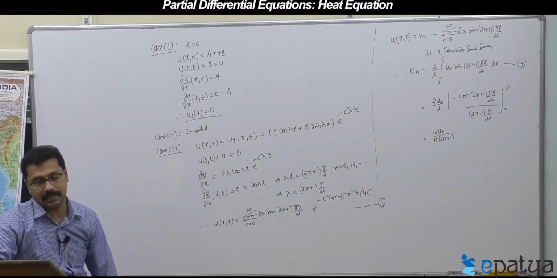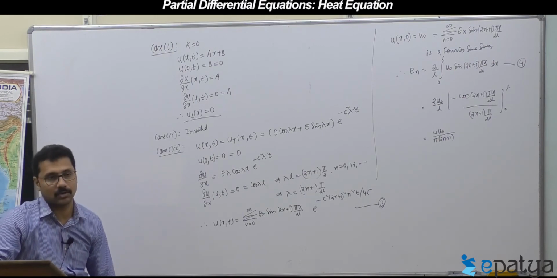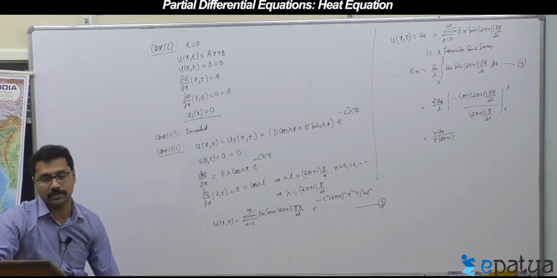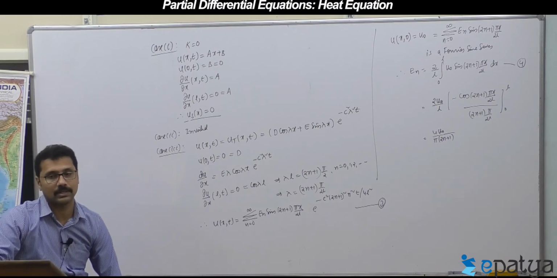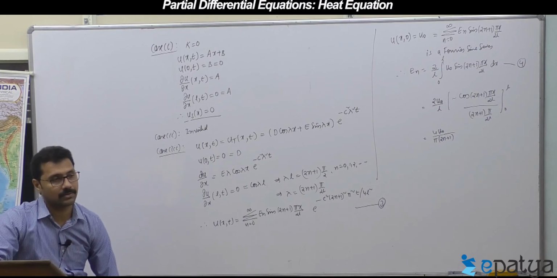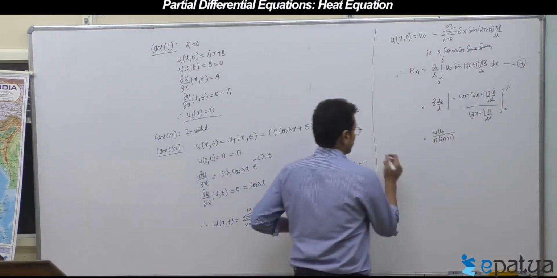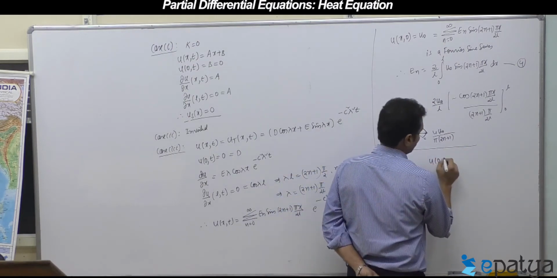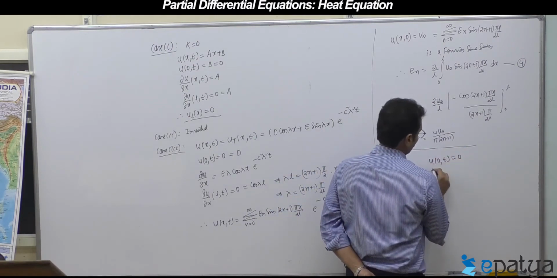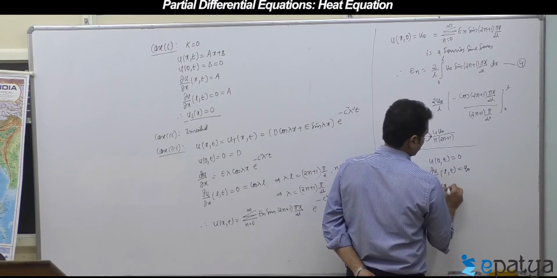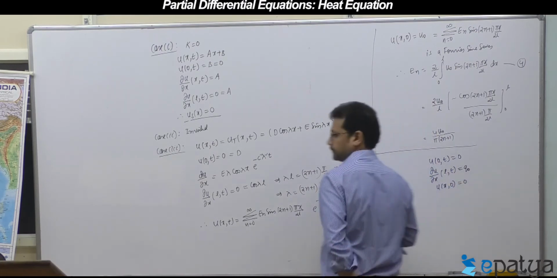So left hand side 0, right hand side constant heat flux Q naught. Initial temperature distribution, what is the initial temperature distribution? 0. So the question gives something like this: u of 0 comma t equal to 0, dou u by dou x at L comma t equal to Q naught, u of x comma 0 equal to 0.